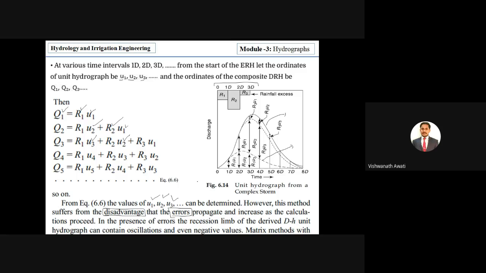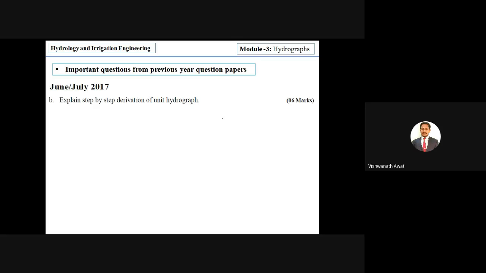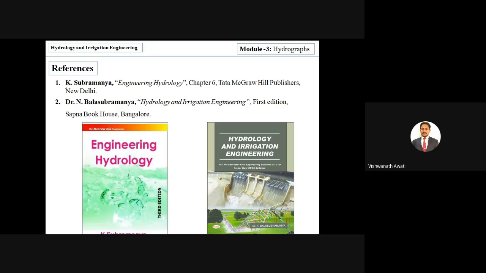And from the exam point of view, you will get only a step by step explanation of how to make the derivation, right? As I told, the isolated storm hydrograph is sufficient to explain the problem, right? And here if you see the questions, only one was asked, in June and July 2017: explain step by step derivation of unit hydrograph, right? And for this I used K. Subramanya textbook. Thank you.